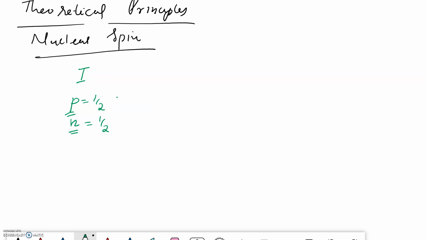For example, in the case of hydrogen H11, when there is one proton and one neutron, if the spin of the proton and neutron are parallel, the resultant spin will be 1, and if they are anti-parallel, the resultant spin is half minus half, equal to 0. But experimentally it is found that in the ground state, the spin of the deuteron, that is H12, is 1.